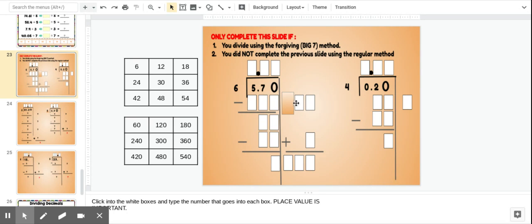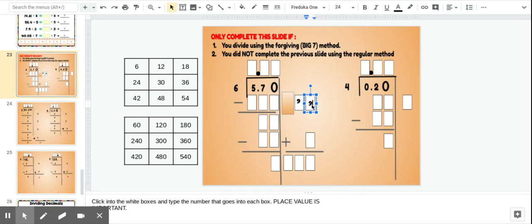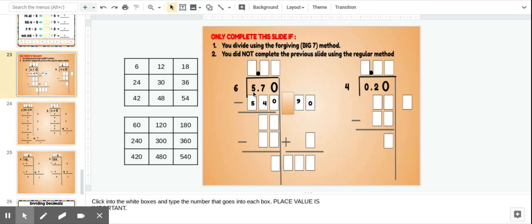So I'm going to type in 90 in my two boxes over here. And then I'm going to type in the 540 that I need to subtract from my 570. If the numbers are kind of off balanced, it's fine. I'm not worried about that. Okay, so 570 minus 540 is 30. So I'm going to type in 30 in these boxes.